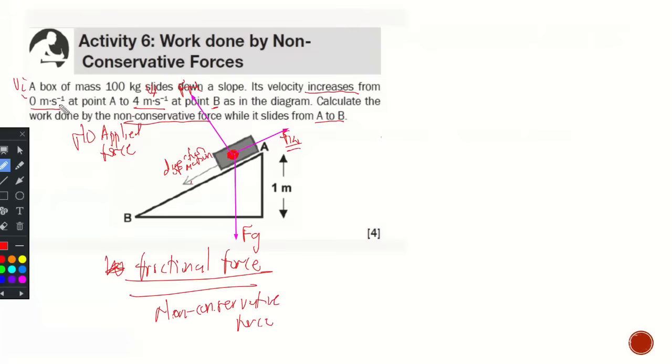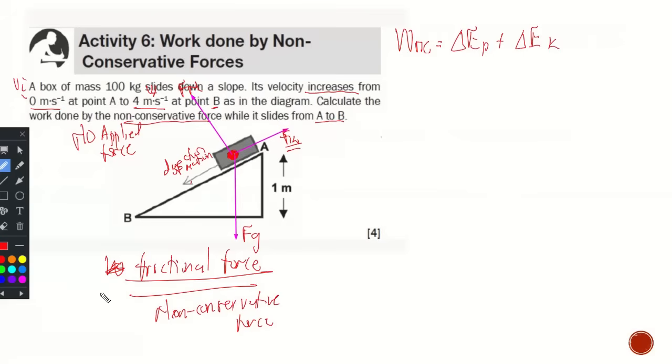So they're saying now calculate the work done by the non-conservative force while it slides down from A to B. Okay. So before we can get to that, we need to know the formula that works, right? What is the formula for non-conservative force? So, the formula goes W_NC is equal to what? Change in EP plus change in EK. This is the formula that you apply.